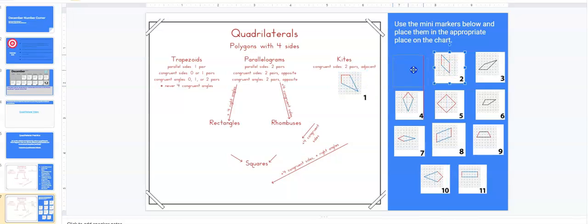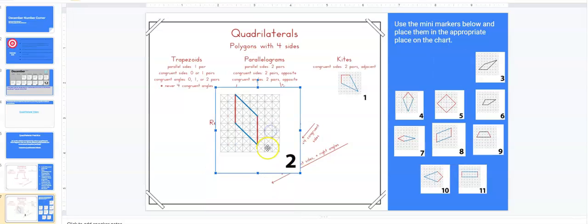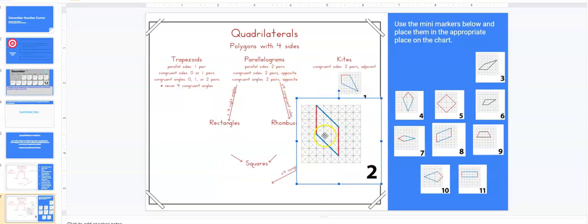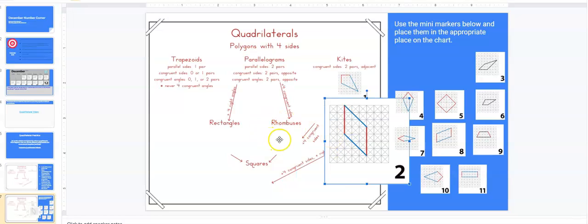Now this one can be a little bit tricky. I'm actually going to make it bigger so we can see it. Well, I know it's a parallelogram because these sides are parallel and these sides are parallel. These 2 lines are going up and down, and these lines are parallel. So this is a parallelogram, but then I asked myself, could it be a rectangle, a rhombus, or a square?